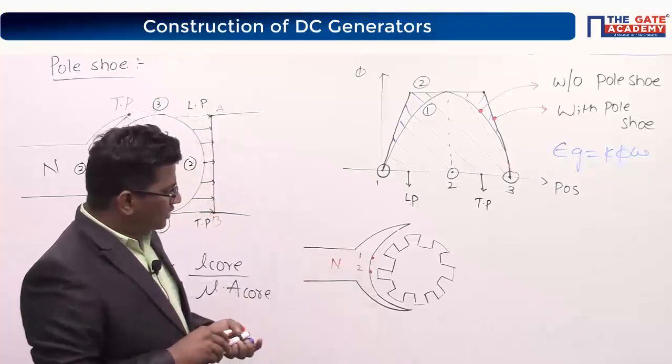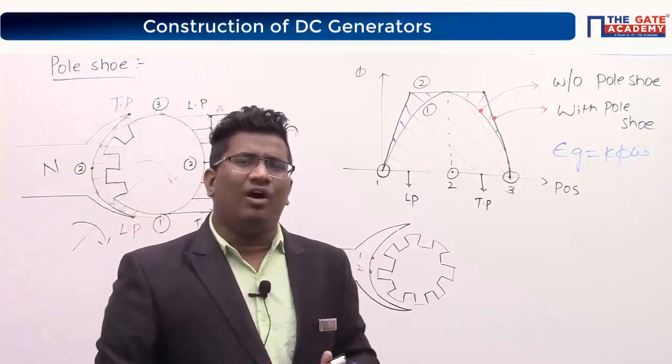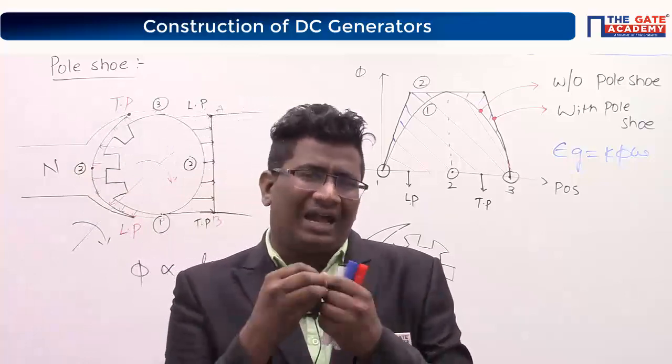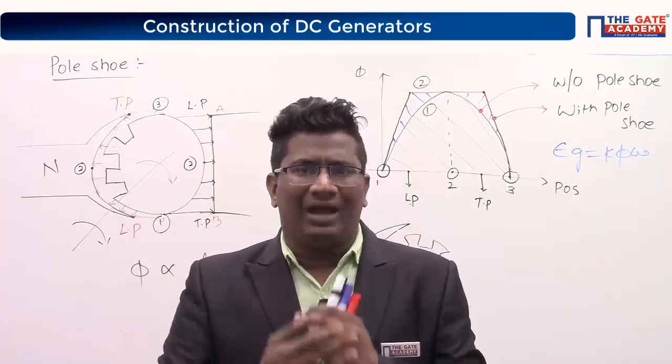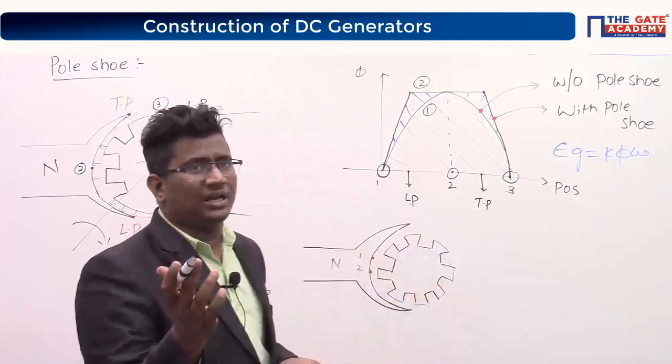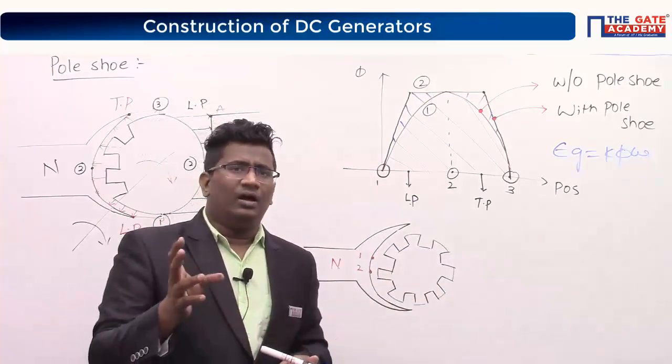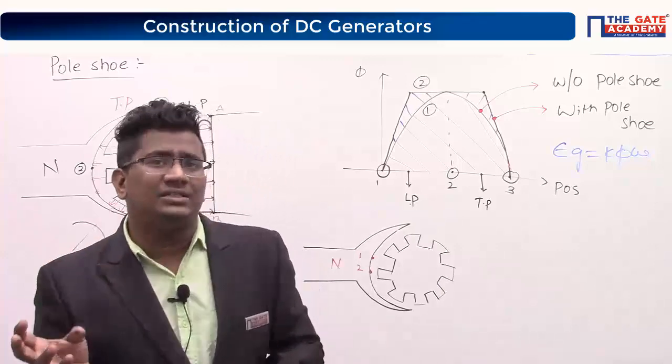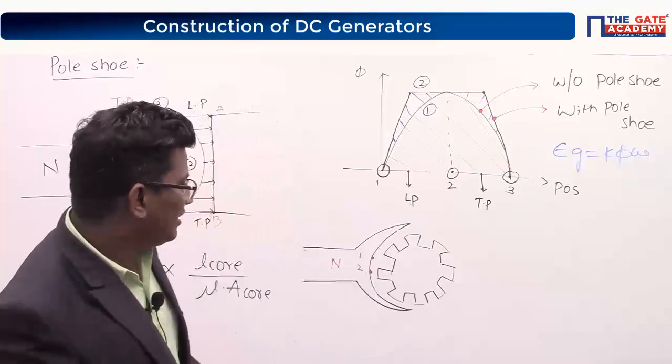Tell me, flux or current will always choose low resistance path or high resistance path? You have two resistors which are connected in parallel. Current will always choose low resistance or high resistance? Low resistance.